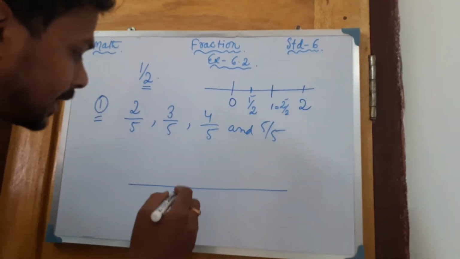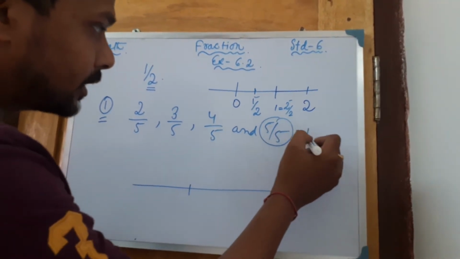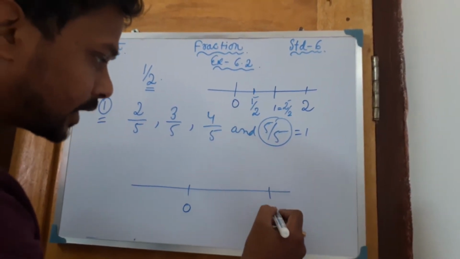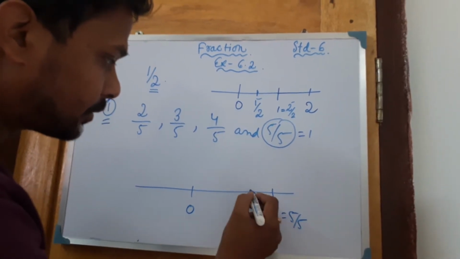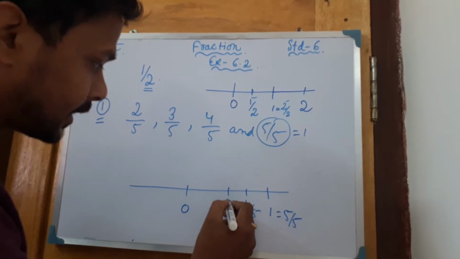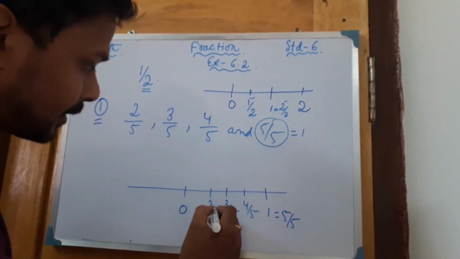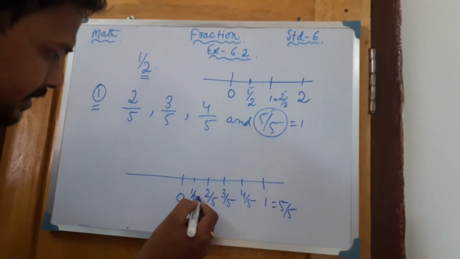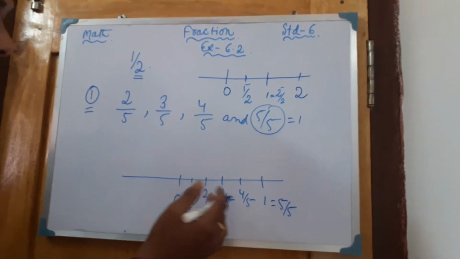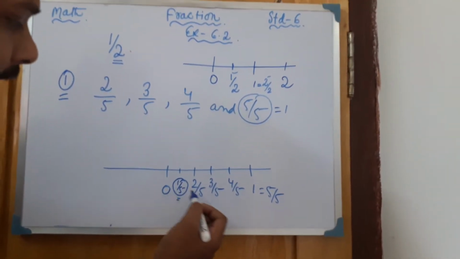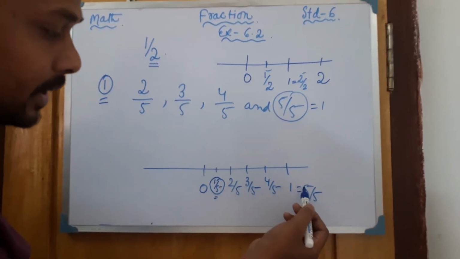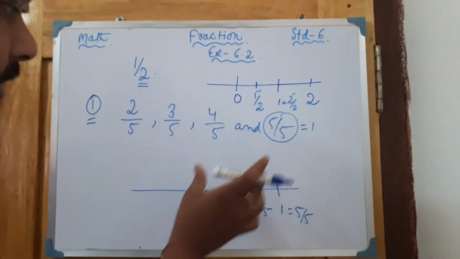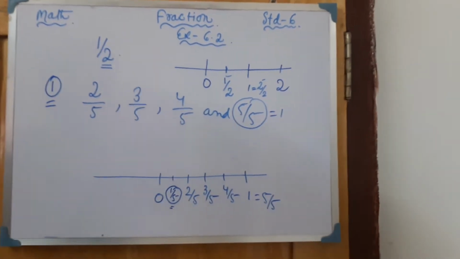So suppose you draw the number line. Definitely this one means 1 only, so you have to remember that always. So 0 is here. Now suppose the position of 1 is here, that is equal to 5 by 5. Before that, definitely 4 by 5 will be here, 3 by 5 will be here, 2 by 5 will be here, and 1 by 5 is also here. So in this way it can be written: 0, after that 1, 2, 3, 4, 5 will come. Okay, so this is the process to write these types of fractions on the number line. So this is exercise number 6.2.